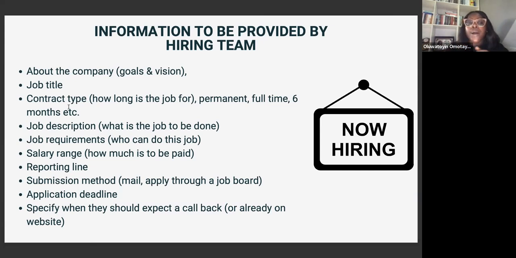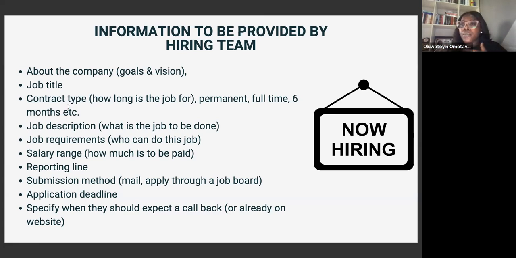Another thing you need to be clear about is the reporting line. Who is this person going to be reporting to? If you're hiring volunteers, they know they are going to be reporting to the volunteers coordinator. If you're hiring an operations manager, the person knows they're going to be reporting to the director, right? The director of programs will most likely be reporting to the founder or the chief executive officer. Do you see that?